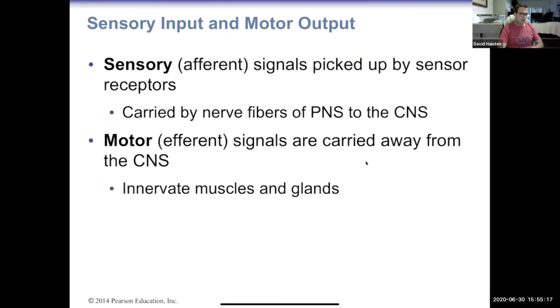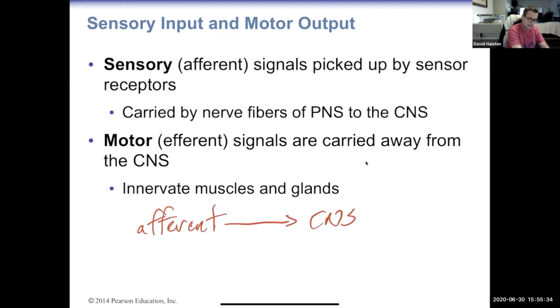Okay, this again. So we have two kinds of signals. We have afferent, which is going towards the CNS, and efferent, out of the CNS. So the sensory stimulus being brought to the central nervous system, that's an afferent signal towards it. Integration occurs, and then efferent signals exit the central nervous system.